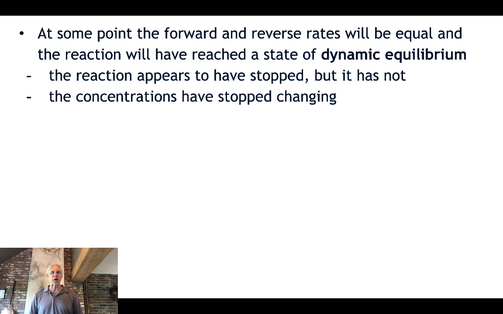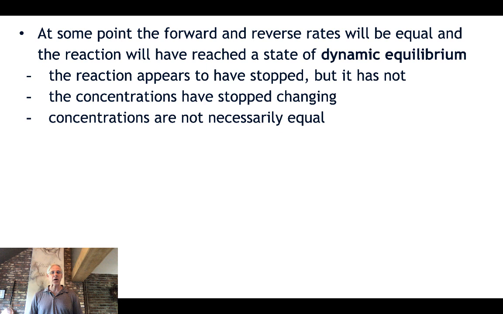You still have products turning into reactants, reactants turning into products. The only difference is now they're happening at the exact same rate. So it looks like nothing is happening, but it's still a very violent place inside our chemical reaction. Now, at equilibrium, one of the things we have to be very careful of is that term equilibrium. The only things that are equal at equilibrium are the forward and the reverse rates, and that's it.